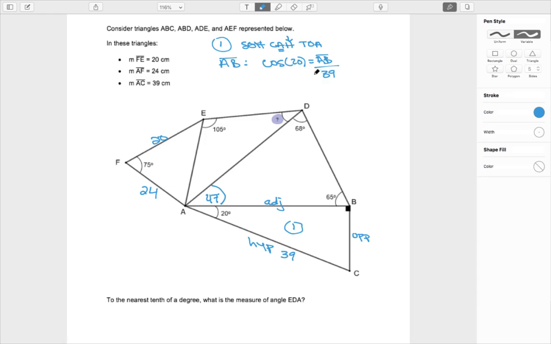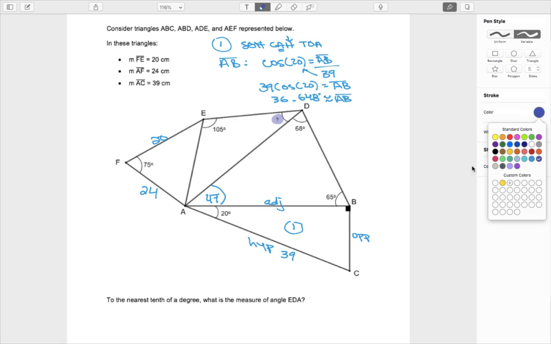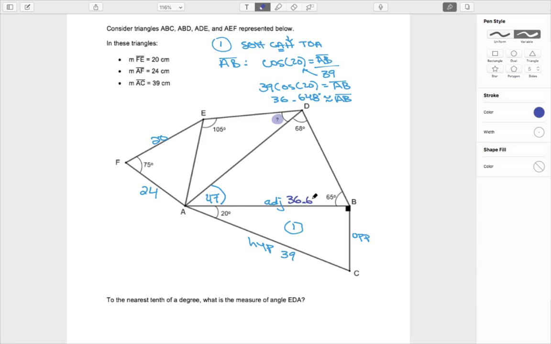Okay, I want to solve for AB, so this is division, so we multiply. So we know that 39 times cosine of 20 is AB, and so that side will be 36.648. I like to leave 3 decimals, and that's approximately the length of AB. Okay, so now I'm going to grab another color, and I'm going to write that in. So now I know that this is 36.648. Okay, so now we're making progress.